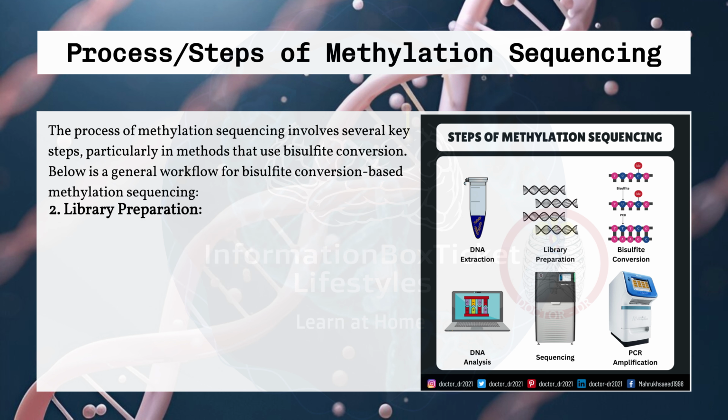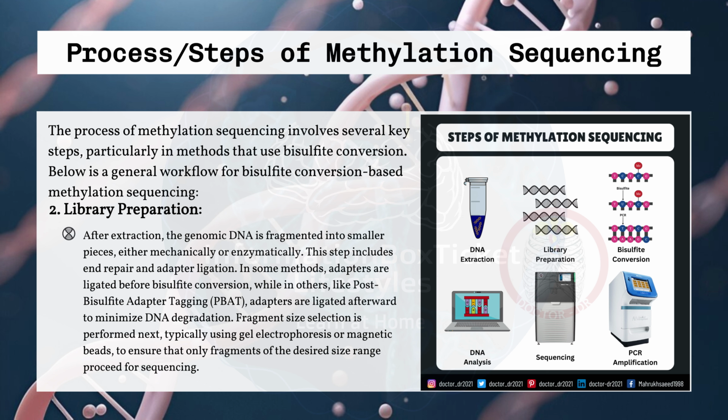2. Library preparation. After extraction, the genomic DNA is fragmented into smaller pieces, either mechanically or enzymatically. This step includes end repair and adapter ligation. In some methods, adapters are ligated before bisulfite conversion, while in others, like post-bisulfite adapter tagging, PBAT, adapters are ligated afterward to minimize DNA degradation. Fragment size selection is performed next, typically using gel electrophoresis or magnetic beads, to ensure that only fragments of the desired size range proceed for sequencing.